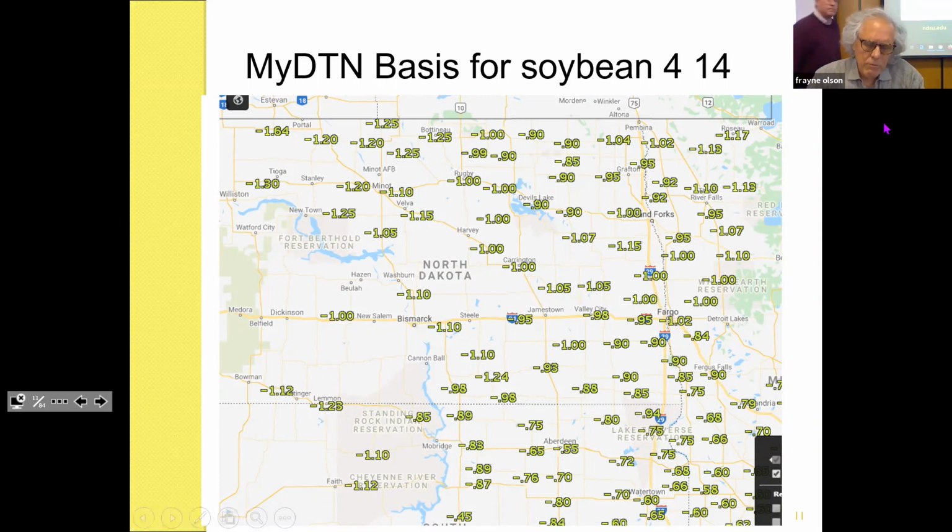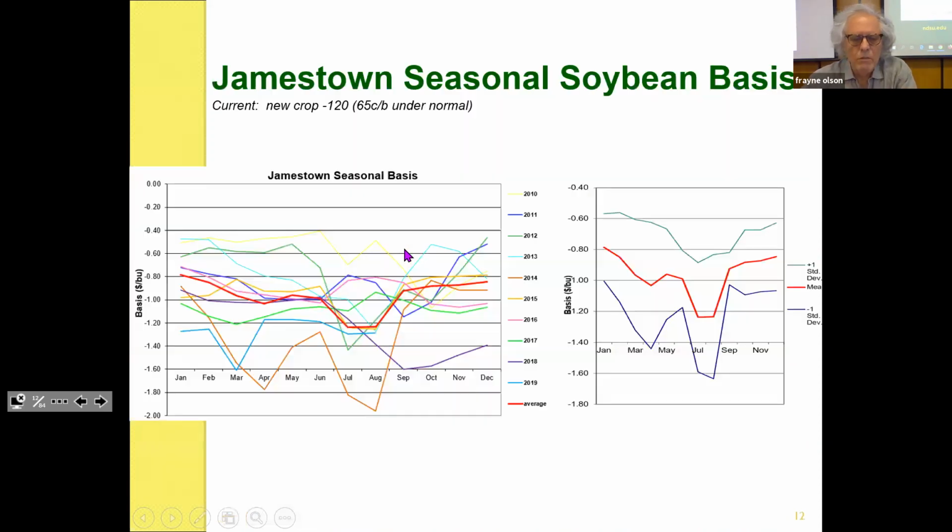Another program we use in our trading room, I don't know if Ray's going to speak to this tomorrow, is called GeoGrain. It's another way to geographically look at the bases and do some analytics as well. So here's the bases in Jamestown. This actually is a class exercise. On the left-hand side shows the bases over all of these crop years from 2010 until current. And that bolded red line is the historical average basis across there.